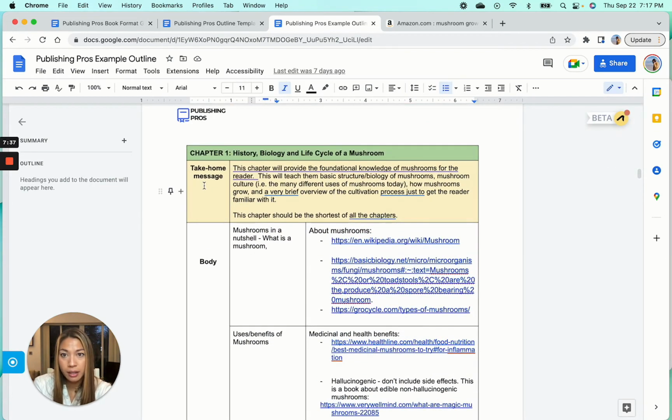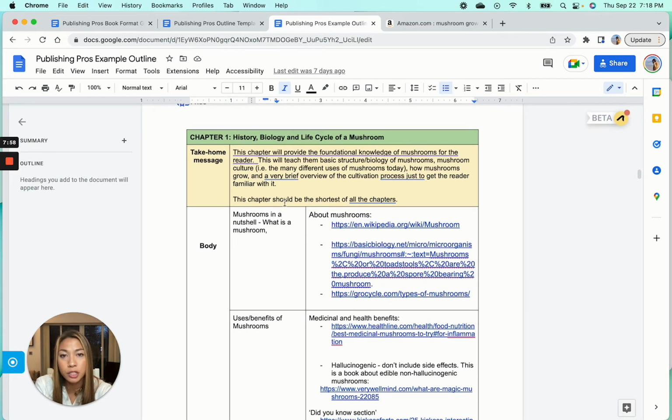All right, so here, the take-home message. This first chapter is the history of biology and life cycle of a mushroom. This chapter will provide the foundational knowledge of mushrooms for the reader. It will teach them the basic structure and biology of mushrooms, mushroom culture, in other words how mushrooms are used in today's culture, how mushrooms grow, and also an overview of the cultivation process, just to get the reader familiar with it. So this chapter should be the shortest of all chapters.